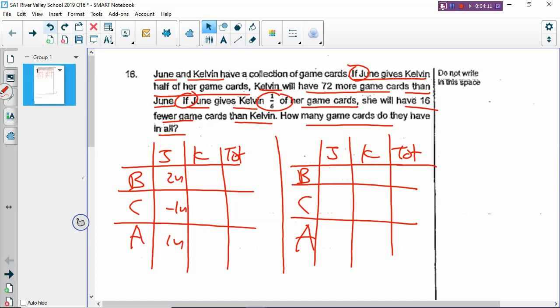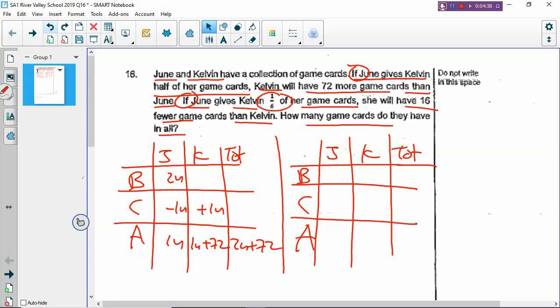Then you have something in the boxes already. And later on, you can put your fraction inside, and then your fraction will be equal to whatever is inside the box. Okay, and then this 1 unit will go to Kevin. Kevin will have 72 more than June. That will be 1 unit and 72, and the total is 2 units and 72, right?